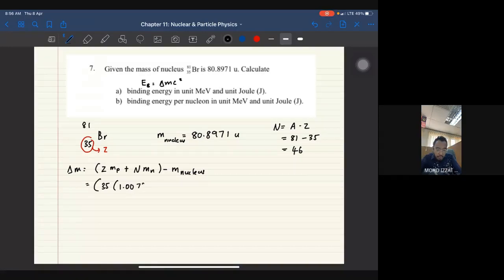1.007277. Okay, plus 46 1.5, 0.08665. Double check, make sure you didn't leave out any numbers. Macam okay. And then minus 80.8971. Agak over here is 0.756185 U. Okay, again, you don't have to round off. Tak payah round off, biar je macam tu.